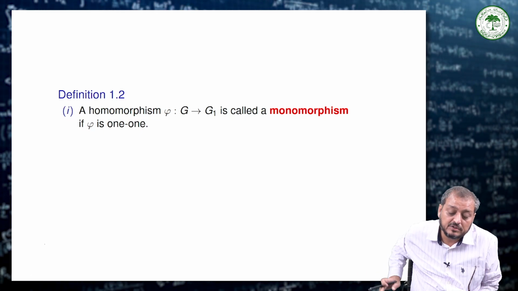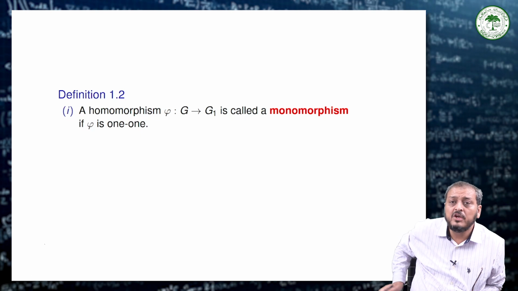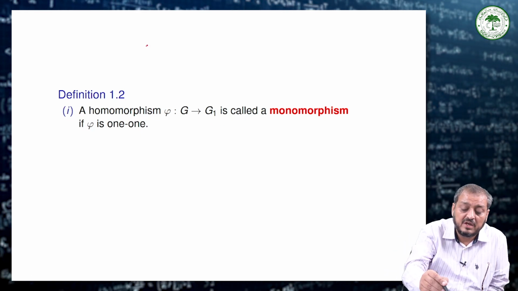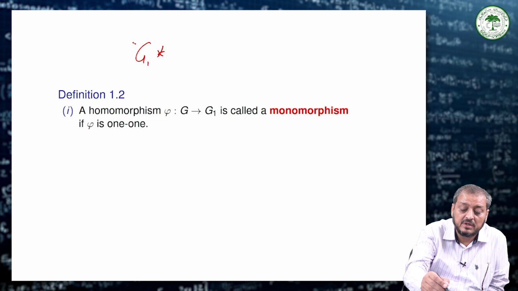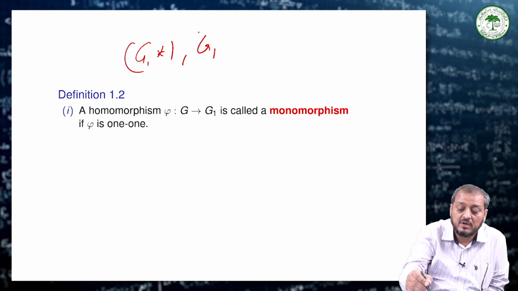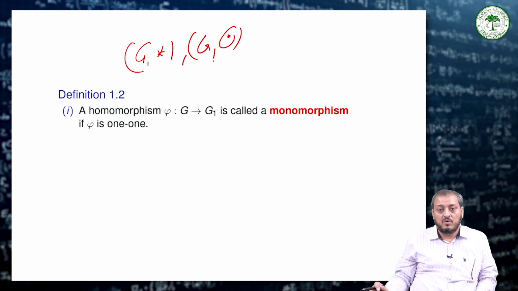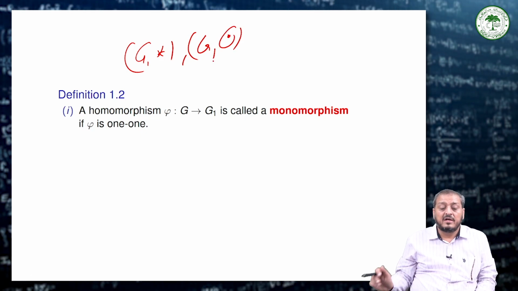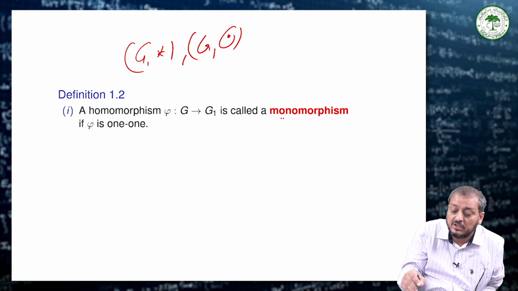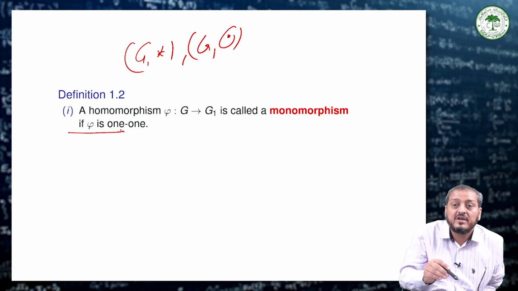So, a homomorphism phi from G to G prime, where G has a binary operation star, and G prime has a binary operation dot. A homomorphism is called a monomorphism if phi is 1-1.